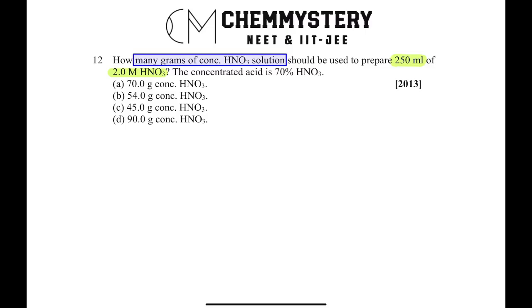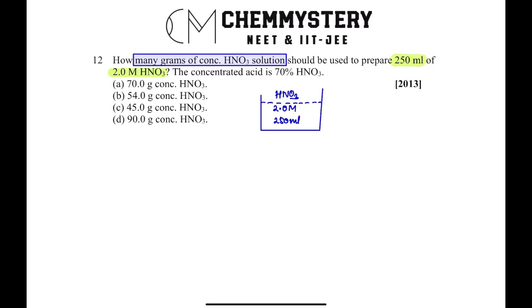Let's understand this. You have to prepare a new solution. Let's take a beaker. We are going to prepare a solution. What solution do you need to prepare? HNO3 solution. What is the strength of the solution? 2.00 molar. What is the volume of this new solution that you are preparing? 250 ml. These are the informations given: you are preparing a solution of 2 molar, and the volume of that solution is 250 ml.